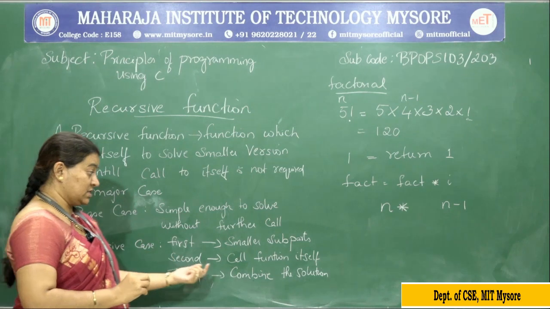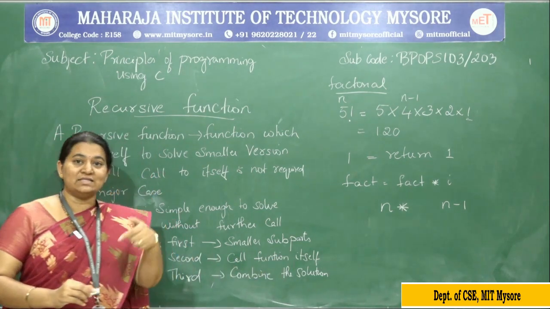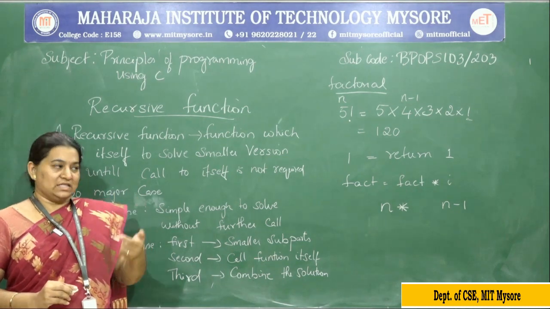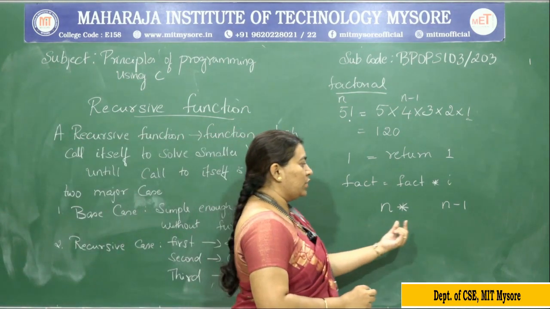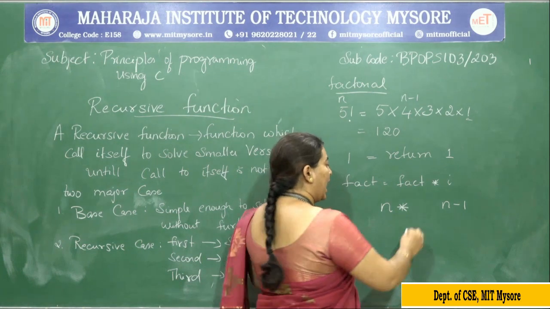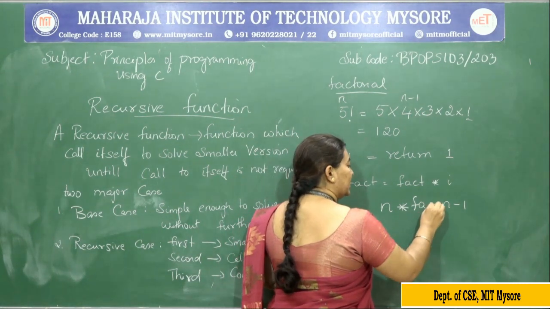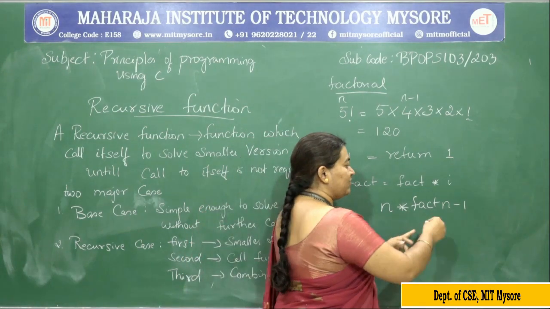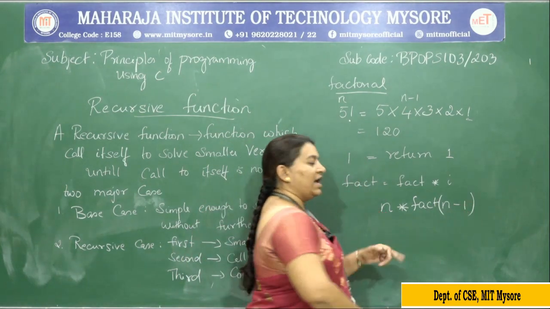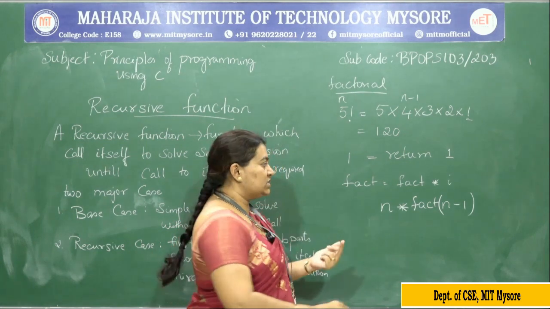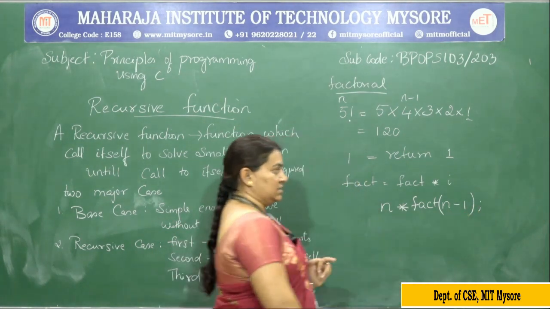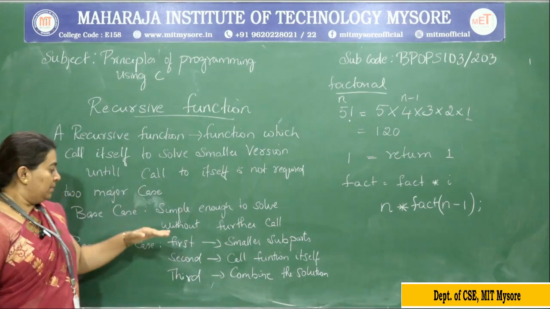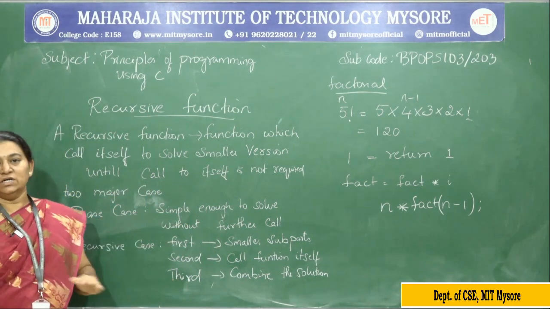Okay. Now next I have to call the function itself. So what do I have to do? I have to call my function itself. Whatever function I have used here, I have to use that. I used a fact function, so I am going to call fact of n minus 1. So this is my recursive case. This is how I am going to divide my problem based on these two major cases.